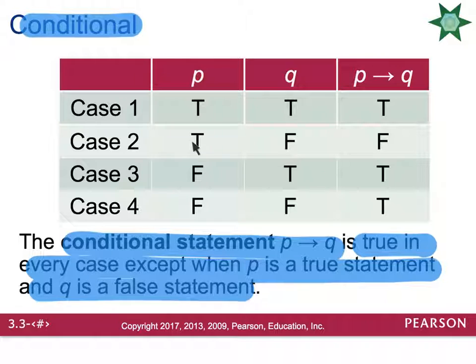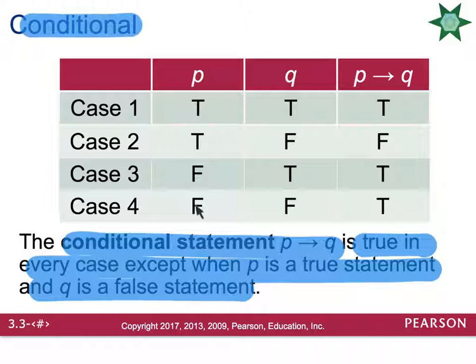Remember I said if you pass the exam, then you'll pass the class. Case one is you pass the exam and you pass the class. You did what I asked you to do and you passed the class, so that's true. Case two, you passed the exam, but you didn't pass the class, and I said you would, so that's false. I lied to you.